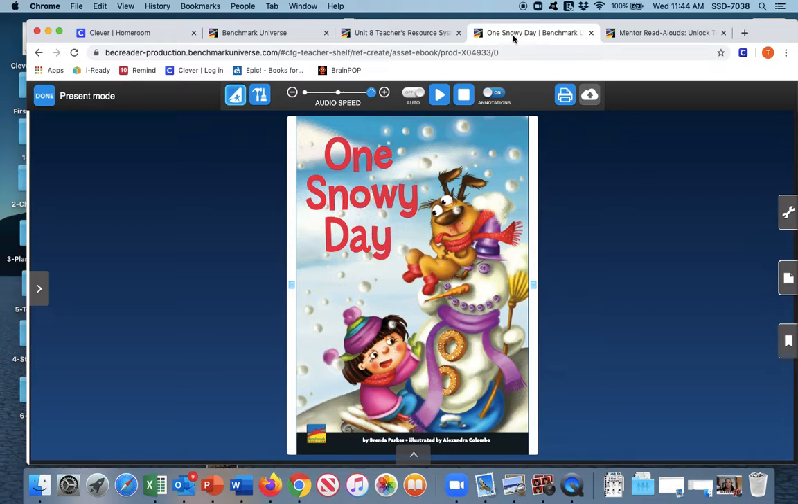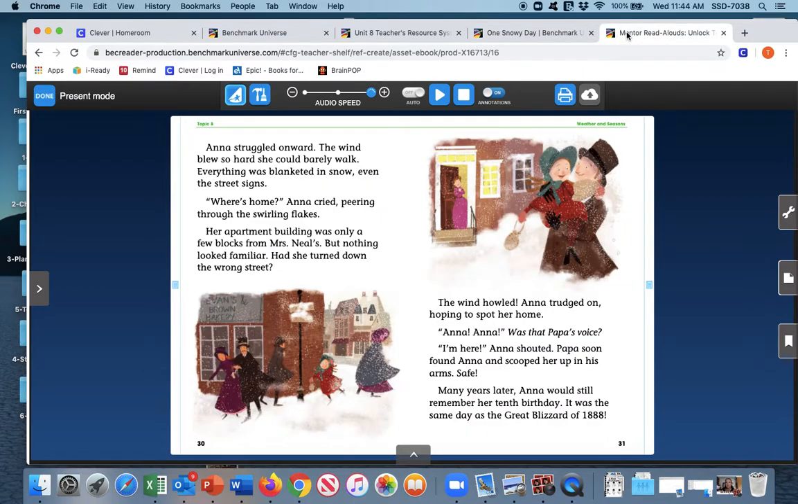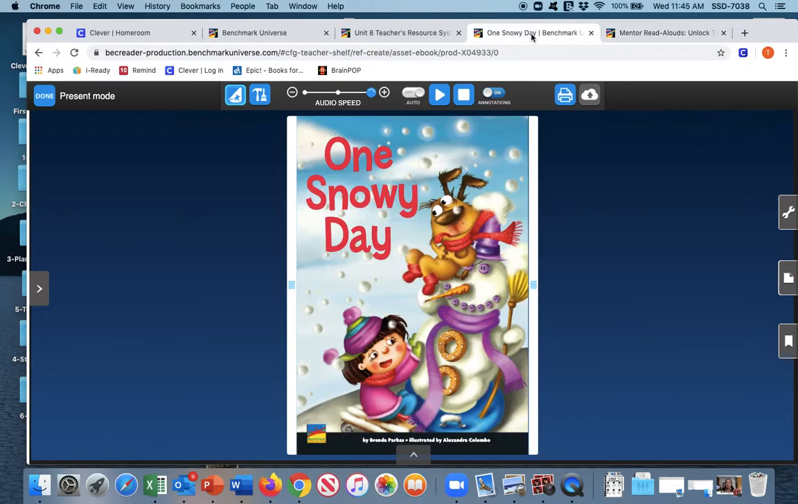We also know that in The Great Blizzard, the setting is based on the real event of the blizzard of 1888. But we know that in this story of One Snowy Day, the characters are made up.